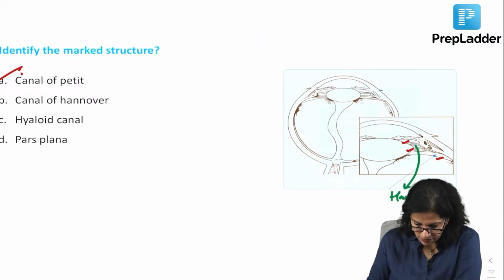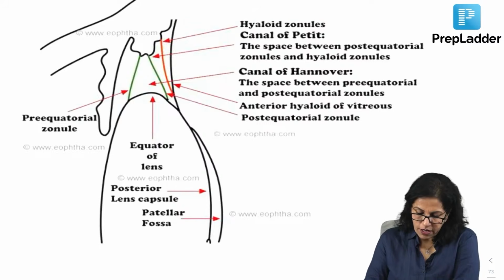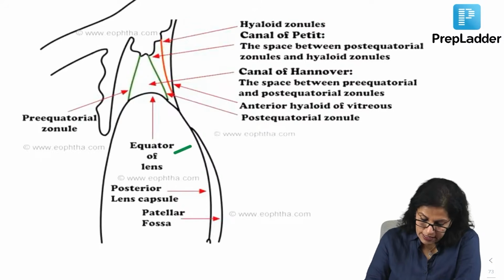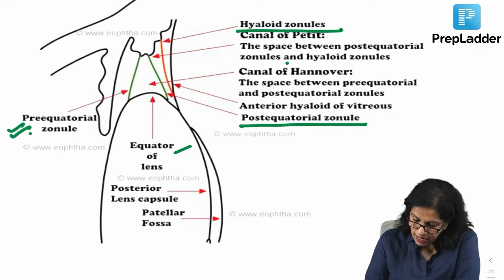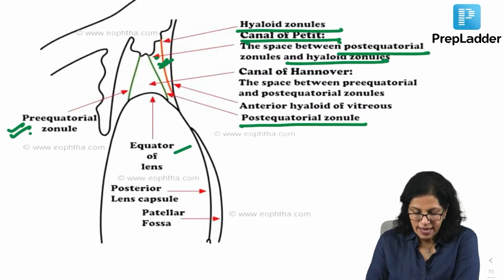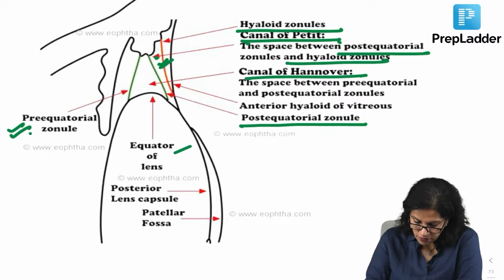I will show you another diagram, it will be more clear. So, look at this one. Now, if this is the equator of the lens we are talking about, this is the iris. So, this becomes the pre-equatorial zonule, the green line, and the other green line becomes your post-equatorial, right? And what is this red? This is the hyaloid zonule. So, any space between the post-equatorial and the hyaloid zonule is your canal of Petit, right? So, this becomes your canal of Petit. And between pre and post equatorial, if you see here, this is what is the canal of Hannover, this area, this one.